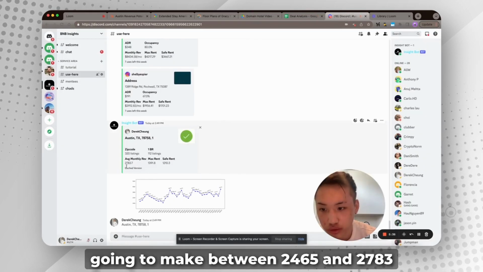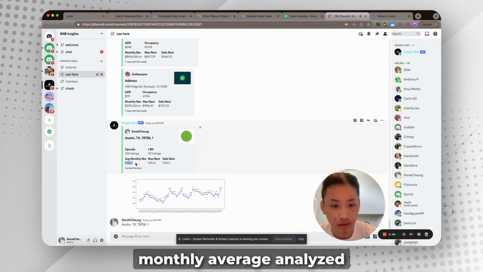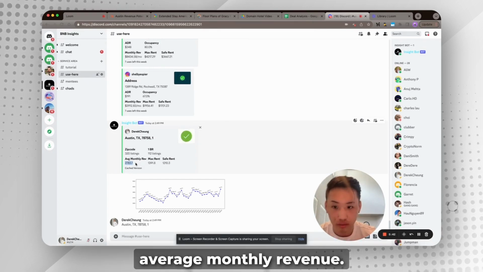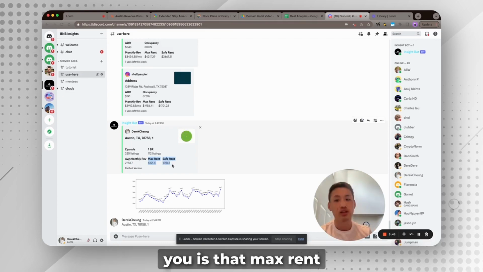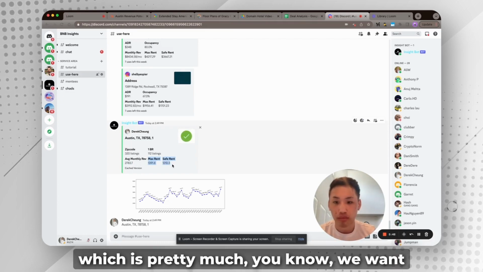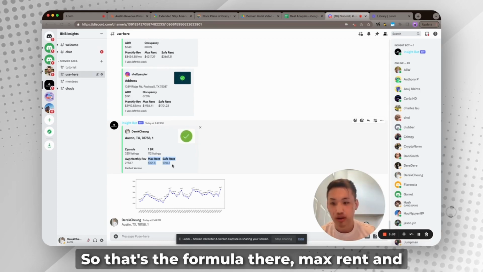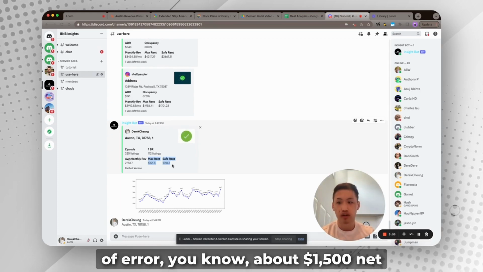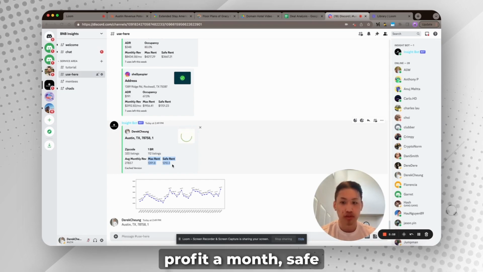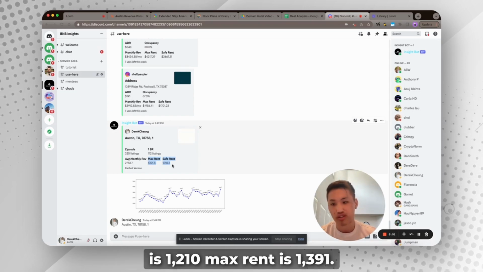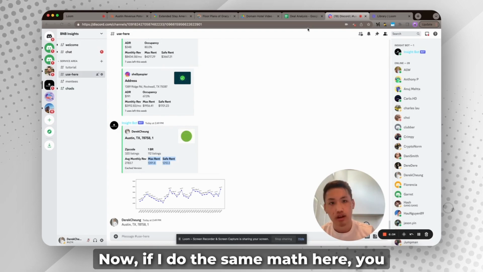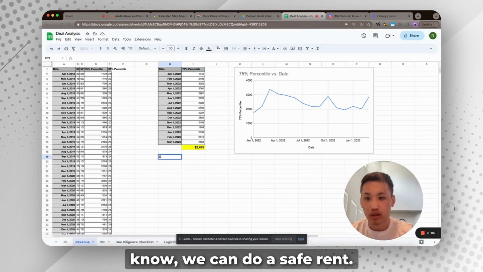So right now, what this is telling me is that my analysis from AirDNA, 2465, it's going to make between 2465 and 2783 in average monthly revenue. And then what this tool will also tell you is the max rent that you should be paying, which is pretty much, we want to make 2 times revenue to rent. So that's the formula there, max rent, and a safe rent, which gives you some margin of error, about $1,500 net profit a month. Safe rent that I want to pay here is $1,210.